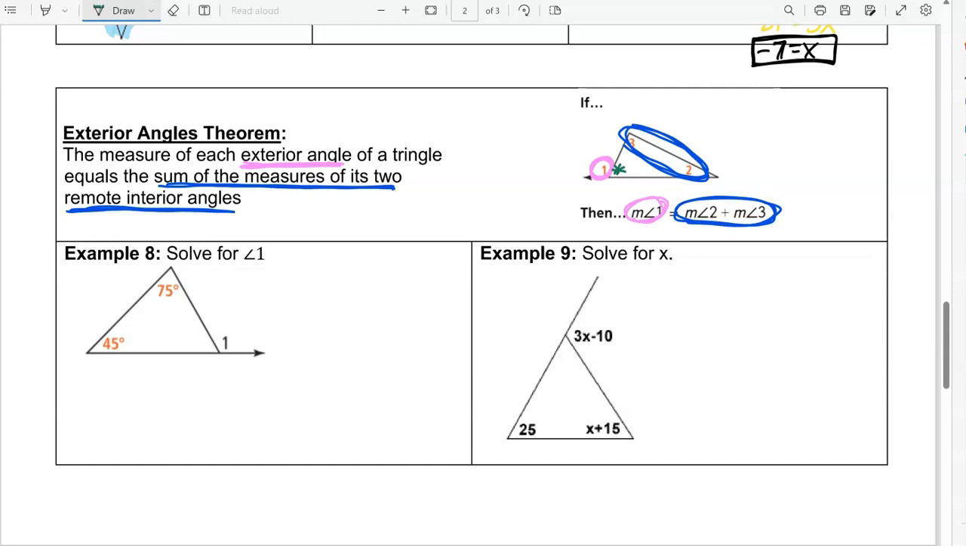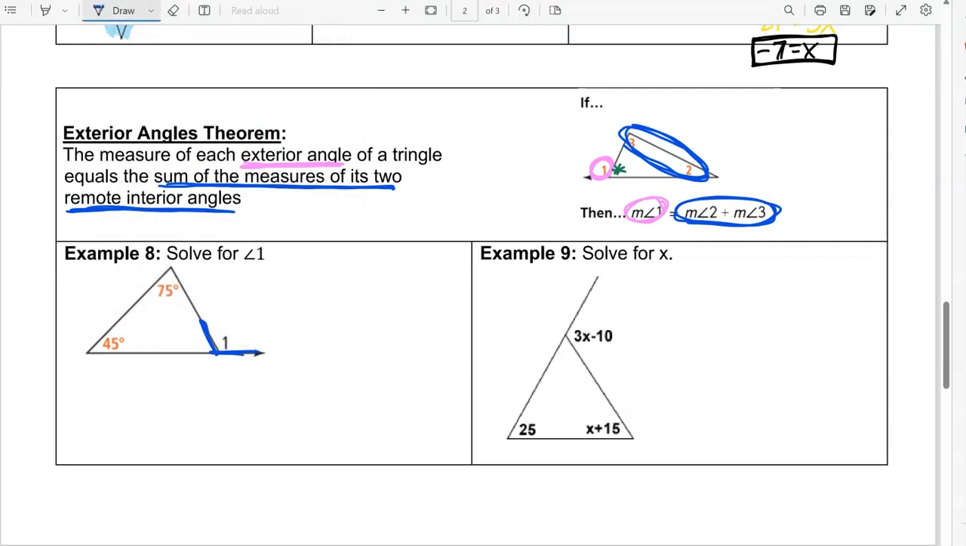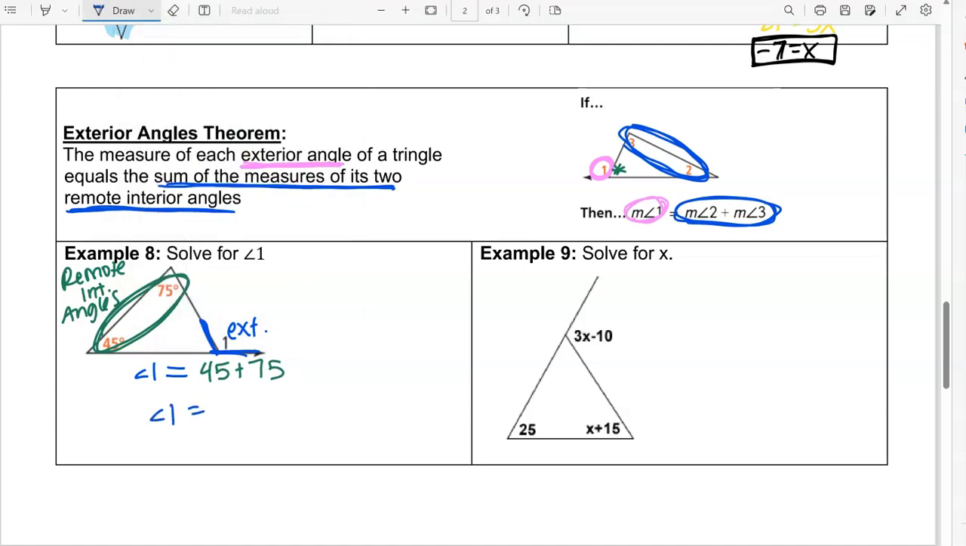So in example 8, you see we are solving for angle 1. Angle 1 is the exterior angle. So that means angle 1 is going to equal the two remote interior angles added together. Here are our remote interior angles. So we add them together, 45 plus 75. Not much solving to do here, but angle 1 equals, we add 45 and 75 together and get 120 degrees.